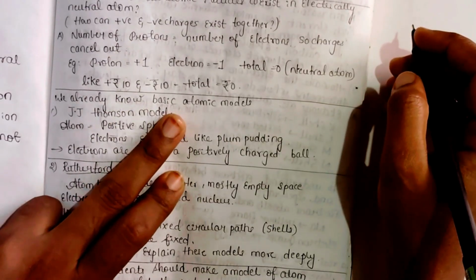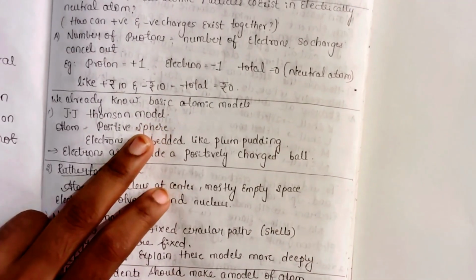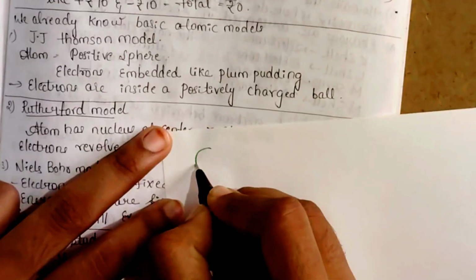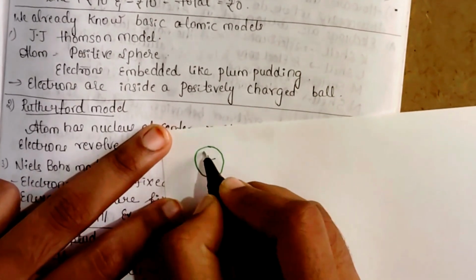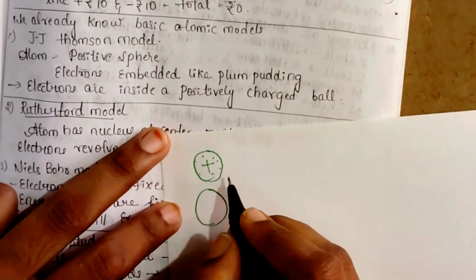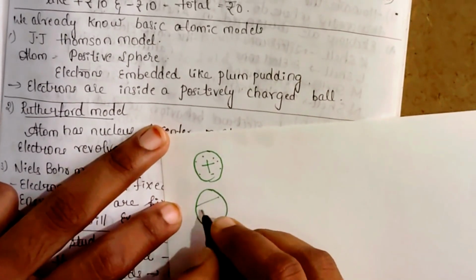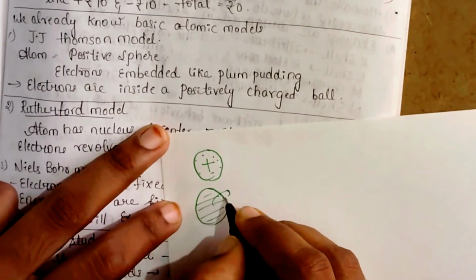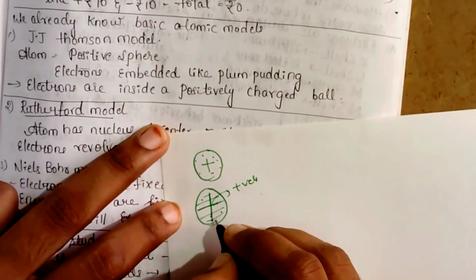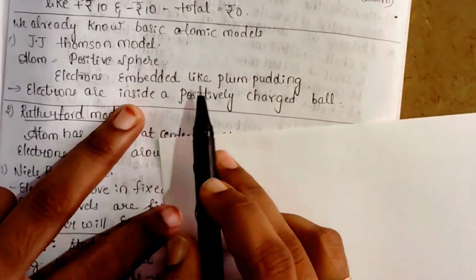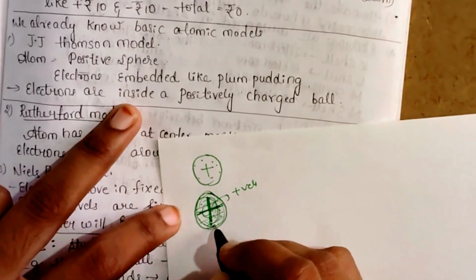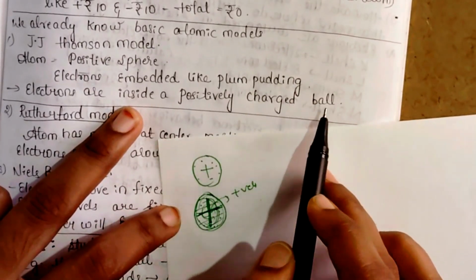We already know some basic atomic models. I have already discussed in earlier videos. Now we'll see them in short. First one is J.J. Thomson model. He said that atom is a positive ball with electrons present inside it. This is also called plum pudding, means raisins inside the cake, and it's also called watermelon model. This red portion is completely positively charged, whereas the seeds are represented as the electrons. This is called J.J. Thomson model. He could not explain where this positive charge is exactly concentrated. Okay, electrons are inside a positively charged ball.